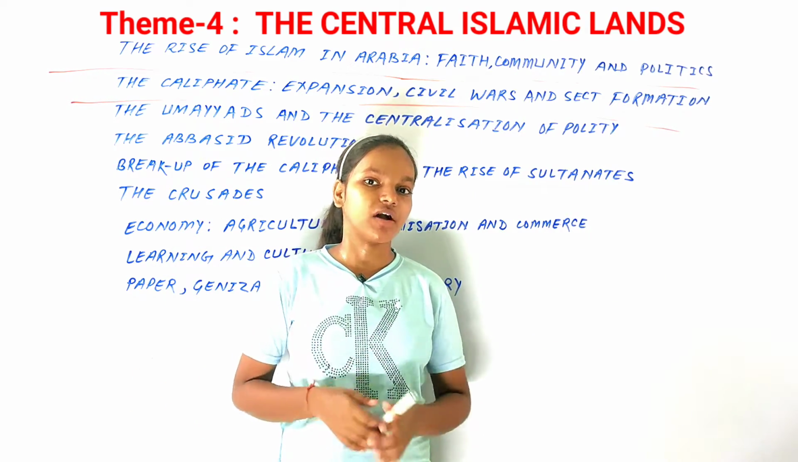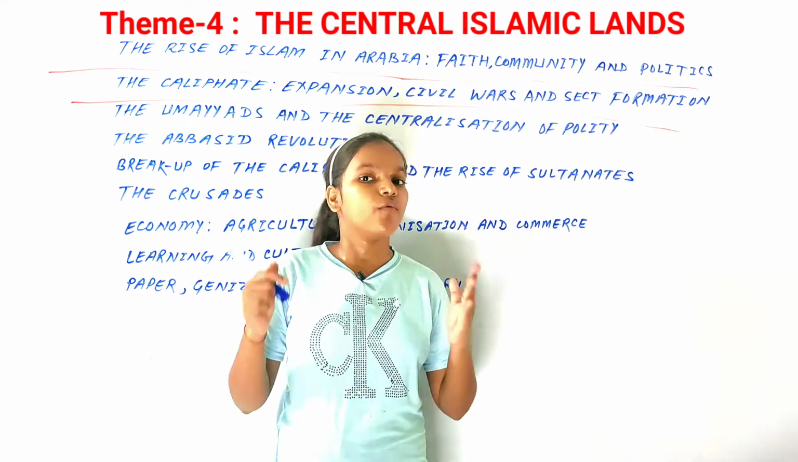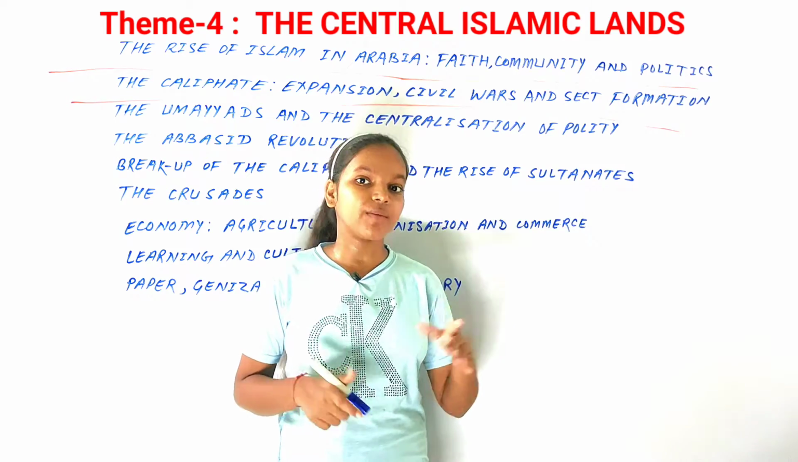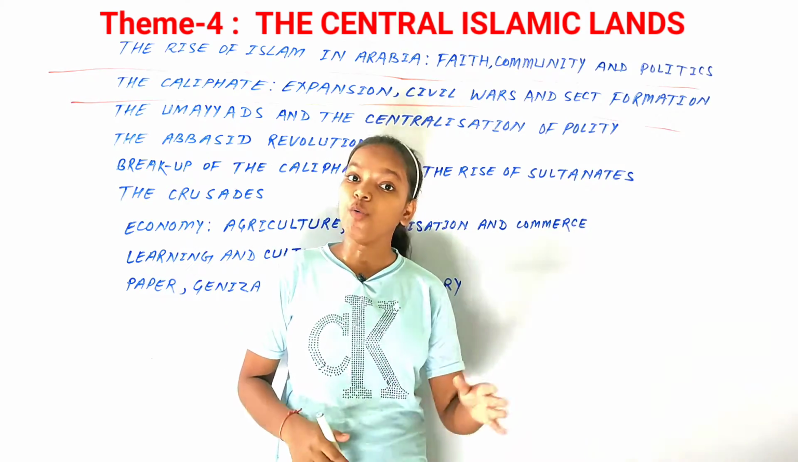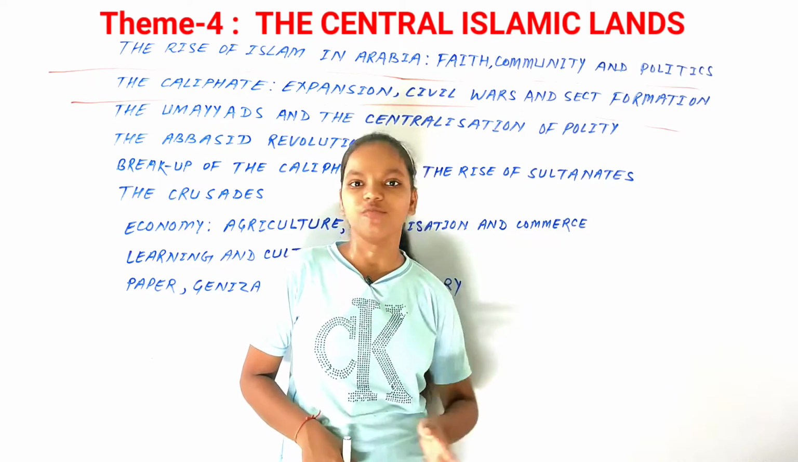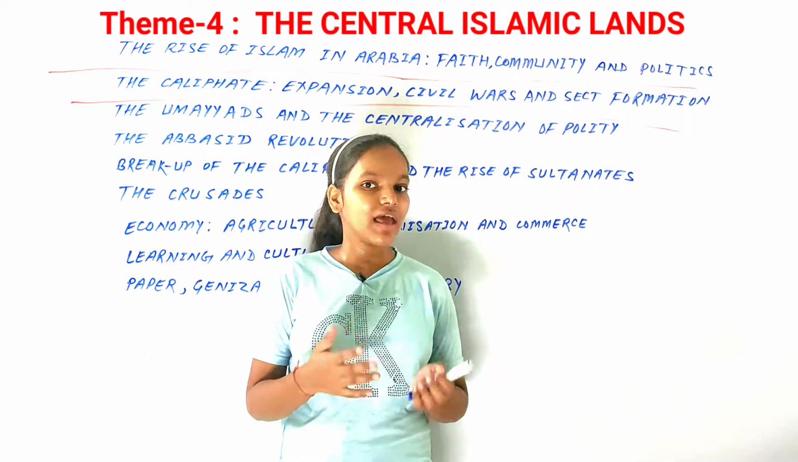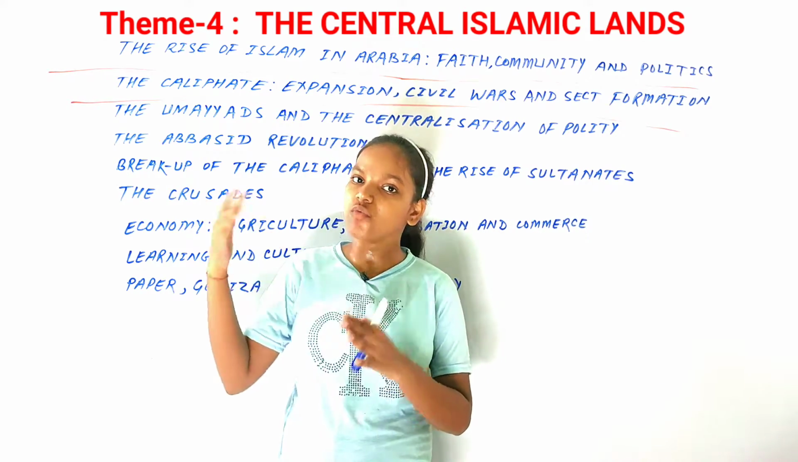After all these things happened, the fourth caliph came up, whose name was Ali. He wanted to be the first caliph but became the fourth caliph of the Rashidun Caliphate. He was the caliph from 656 to 661 AD.